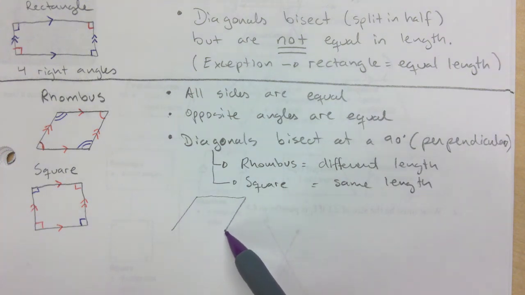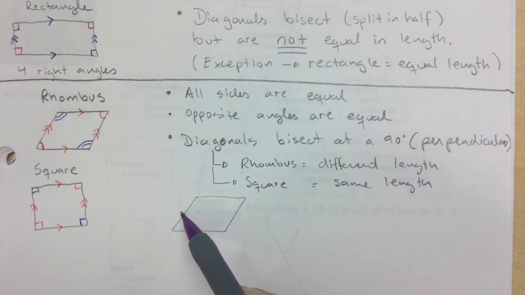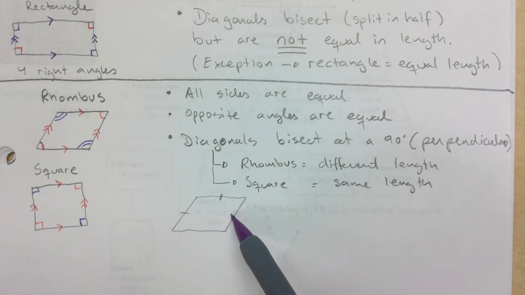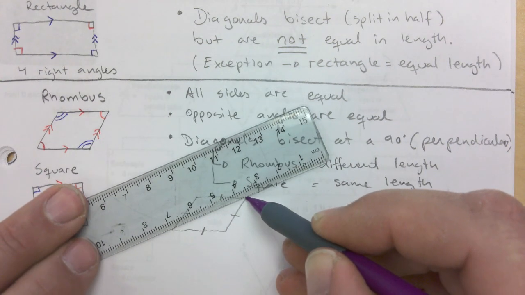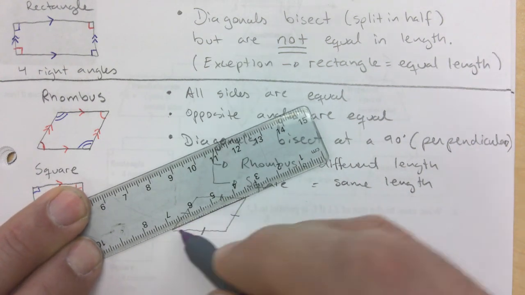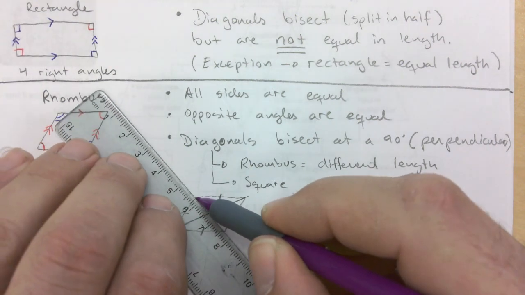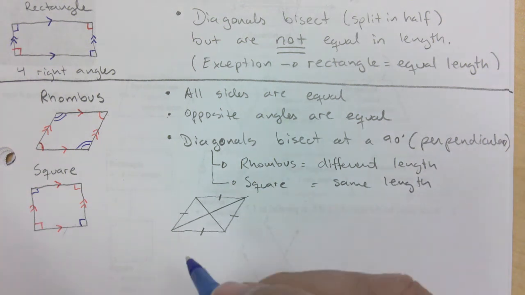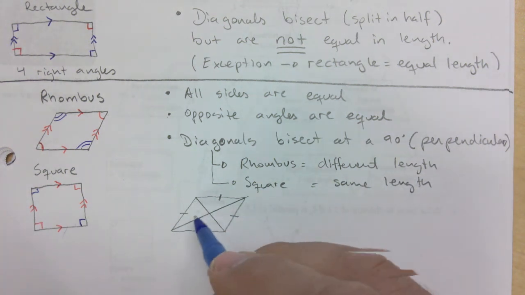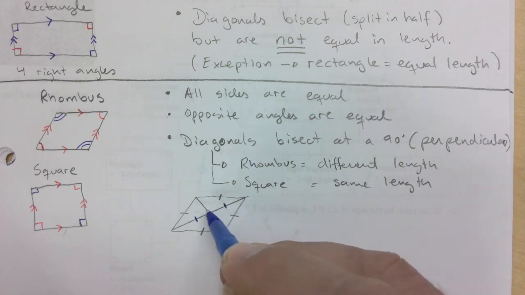So first of all, you should recognize this is a rhombus just by looking at this, that all four sides are equal. So it kind of looks like a parallelogram, but it is a rhombus because all four sides are equal. It's a slanted square. And I'm going to use my ruler to draw the diagonal. So this is the long diagonal. This is the short diagonal. And what we know is that they're different in length, but they bisect each other.